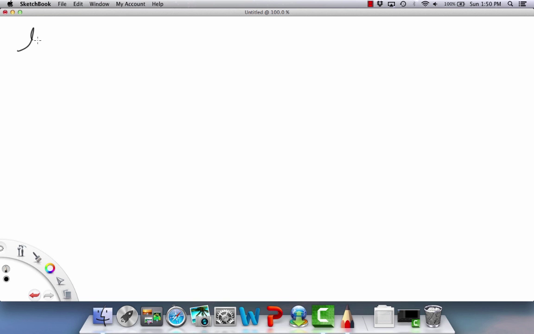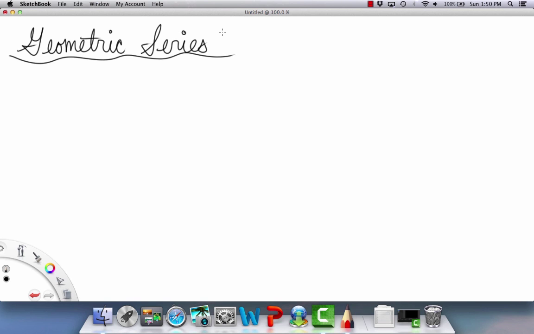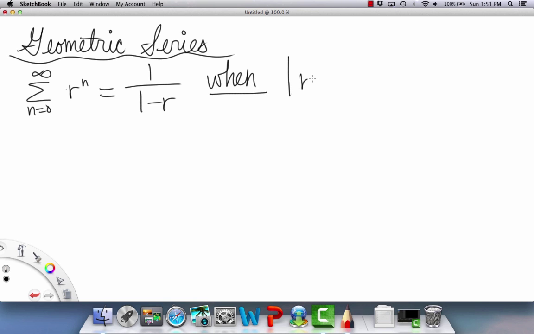Now we're going to be talking about geometric series. I'm going to get fancy with some cursive here. Okay, so geometric series, these are going to come in the form of the series of r to the n. When this happens, the sum of this series is going to be 1 over 1 minus r, when, and this is a big when, the absolute value of r is less than 1.